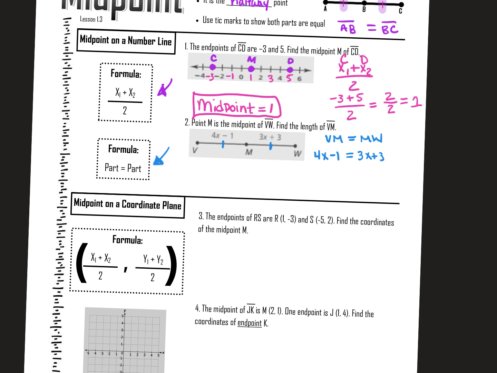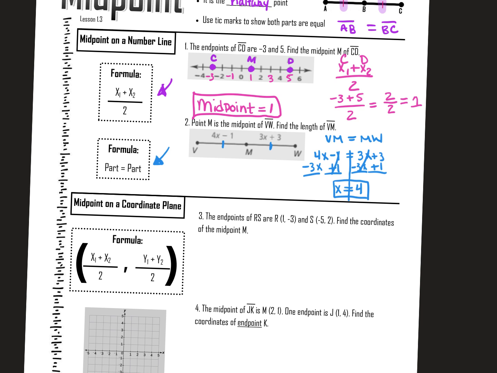Now we want to solve for x by isolating our variable. So we're going to draw our line and move stuff around. Add 1 to both sides. Cancels that over there. Subtract 3x from this side. Do it to the other side. Cancels out there. 4x minus 3x is just x, or 1x. And then 3 plus 1 is going to be 4. So I have solved that x equals 4.